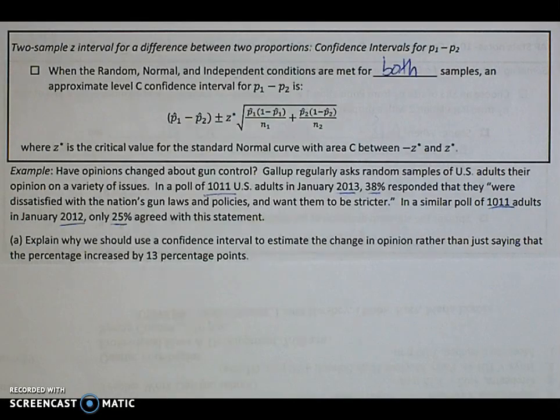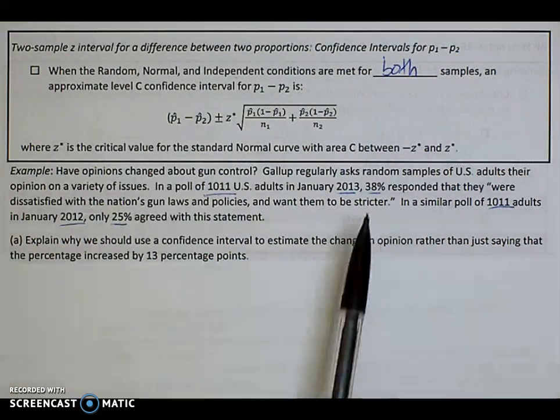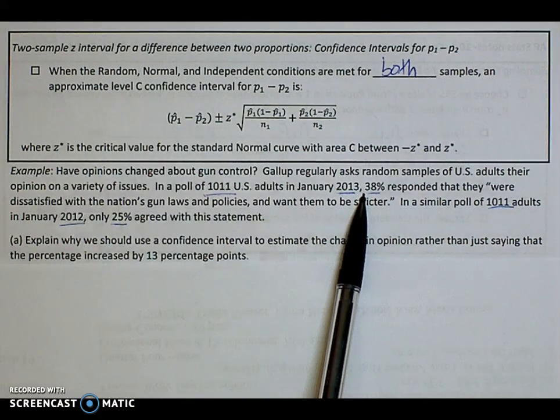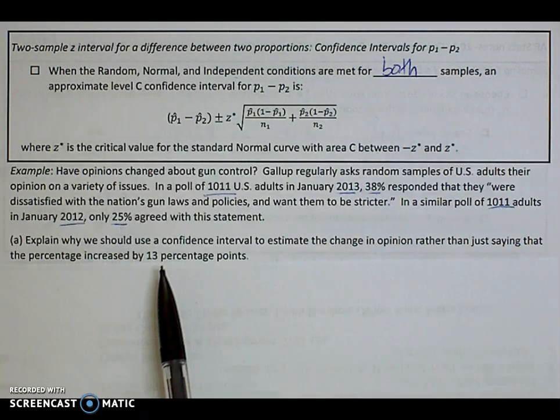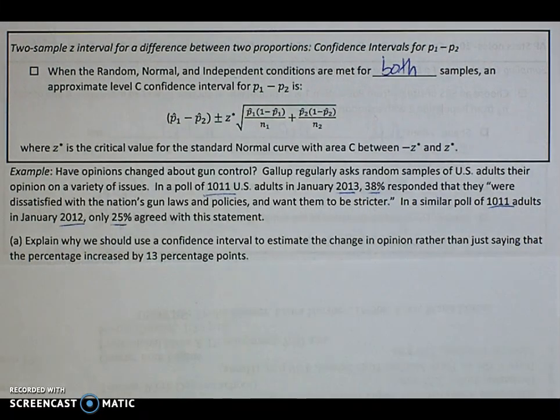Now, for part A, where did they get that 13%? Well, in the poll they did in 2013, 38% were dissatisfied. In the poll they did in 2012, 25%. So that is an increase of 13, but why should we use the confidence interval to estimate?